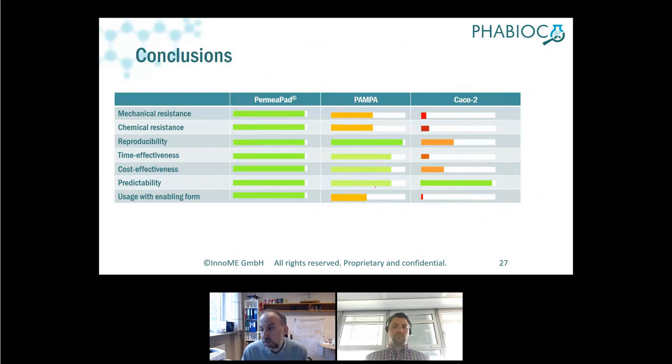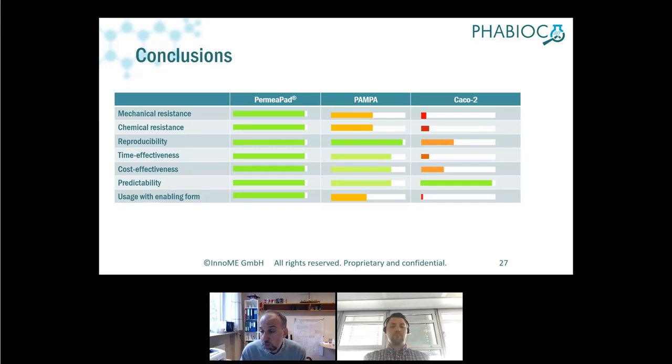So in conclusion, if we just take into account PermePad, PAMPA and Caco-2, here is a brief summary resembling the properties. In terms of mechanical resistance and chemical resistance, PermePad is basically the best. Reproducibility is also very good. The only thing that Caco-2 has more is that it can account for active transport.